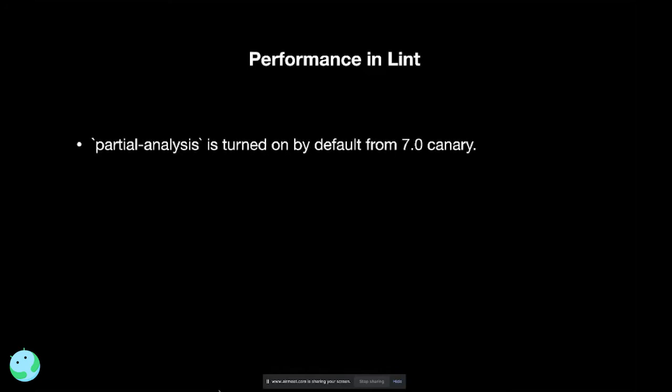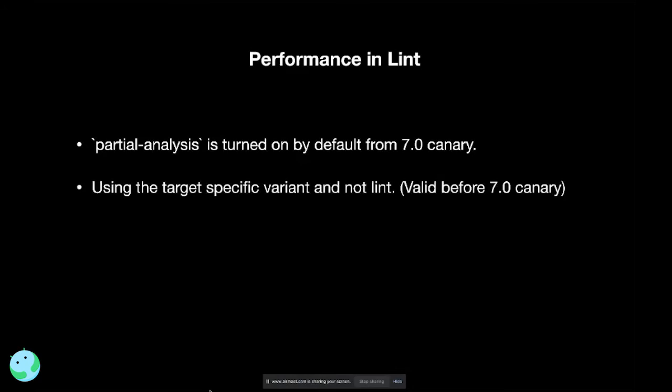Performance in lint, something that I really like. Recently, with 7.0 Canary, something that was launched was partial analysis. If your project is huge and you have multiple modules in it, and I change one lint rule, what used to happen before was that lint would analyze all of the modules together, even though I changed even one thing. Right now, after 7.0 Canary, I would change one module and it would only analyze or run for that. So this actually helps with the performance.